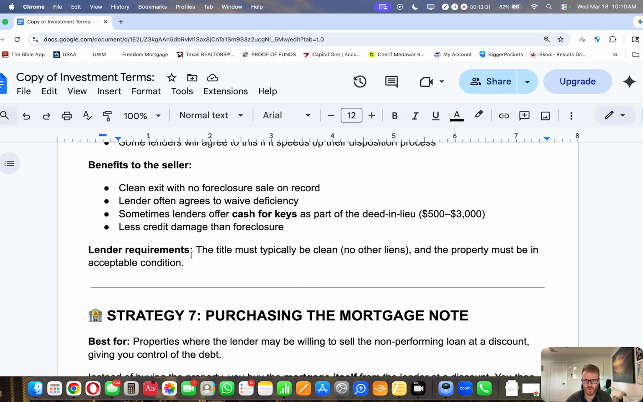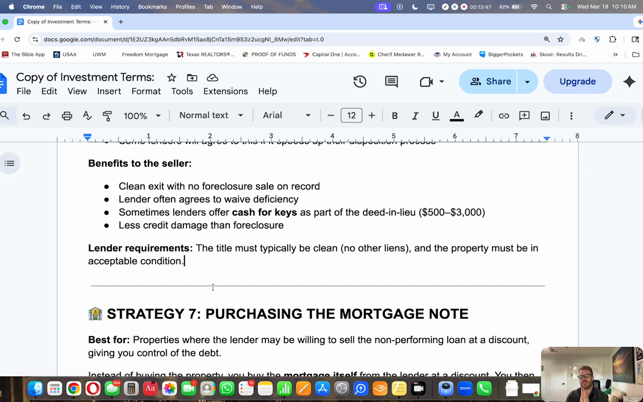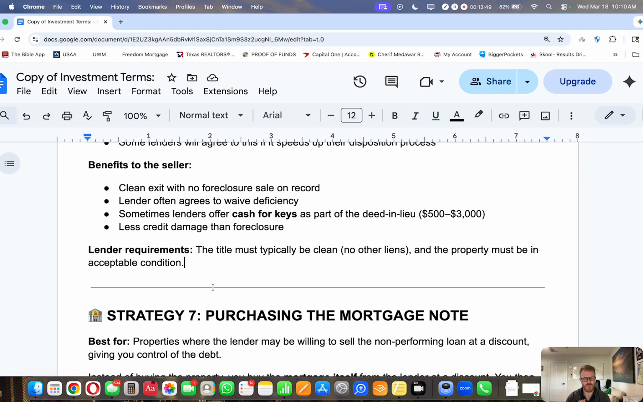But the lender will require that the title is clean and there are no other liens or encumbrances on the deed, and the house must be in good condition. I don't blame them for that. They probably should want that. Pretty straightforward here. So that means if you have any subordinate liens, mechanics liens, judgment liens, whatever it is, that's all going to be taken care of before they take the house back via deed in lieu of foreclosure.